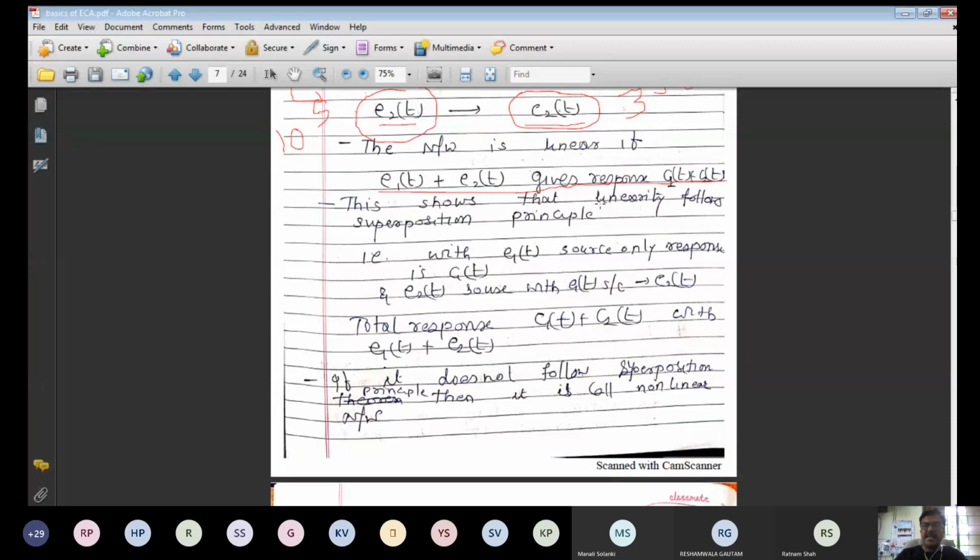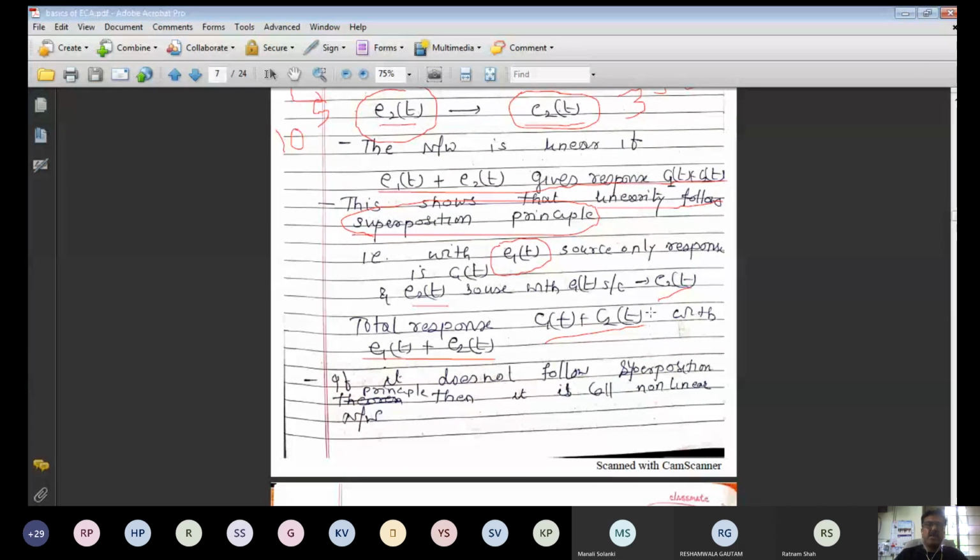We know that any linear network follows the superposition theorem. What is the superposition theorem? That we will discuss in the coming lectures. But superposition means that first of all we use E1 supply only, with E2 short circuited, and find out C1. Now take E2 only, with E1 shorted, and find out C2. Now take the summation of these two; the response to E1 plus E2 must be equal to C1 plus C2.